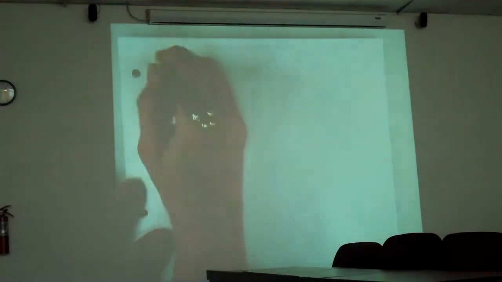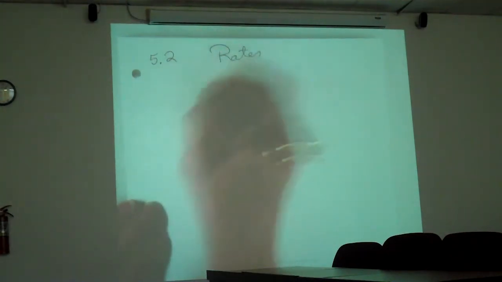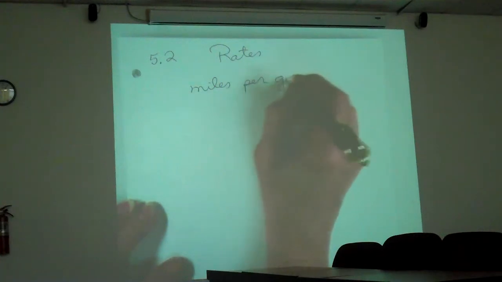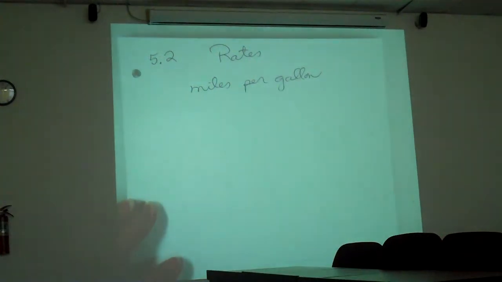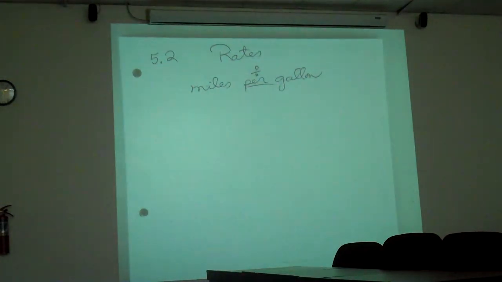Okay, 5.2 rates. We're going to do 5.2 and 5.3. 5.2 is rates, like miles per gallon, something like that. That's a rate. If they gave you so many miles and told you how many gallons, you would do the miles divided by the gallons to get the miles per gallon.